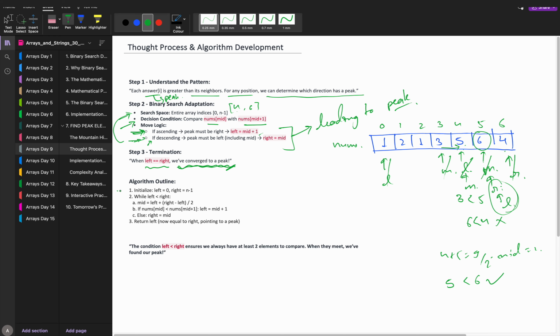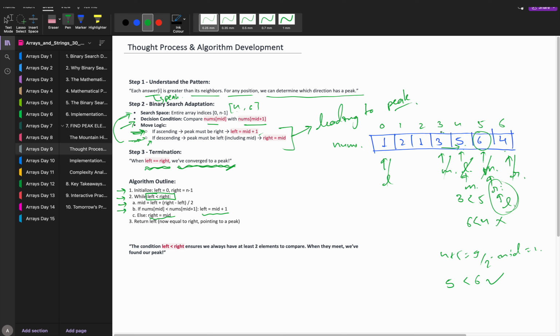So algorithm outline, what would it be? Initialize left and right at the 0th index and n-1 index. While left is less than right. As you can see, the termination was happening when left was equal to right. It is different from the binary search condition. So don't get confused. It is according to the requirement of the situation. That's why we are calling it a binary search variant. Now again find the mid, and then decide if it is ascending or descending. If it is in the ascending direction, then left would be updated as mid plus one. If it is in descending direction, then right equals mid.